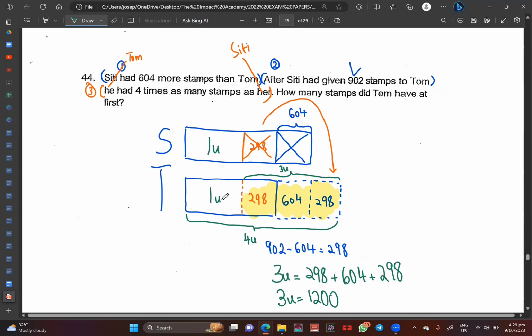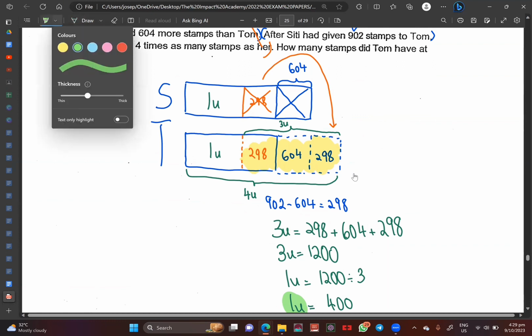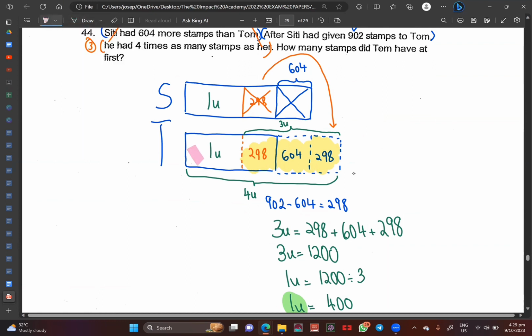Tom had 1 unit. You follow my cursor, okay? And also this 298. The dotted lines actually came from who? CT. Am I making sense here? So the importance of dotted lines, you know why we use dotted lines? Because a dotted line tells you that, hey, this isn't what I have at first. Make sense? So Tom has how much? I'm just going to highlight in pink. Tom is basically everything over here, which is 1 unit, and the 298. Am I making sense here?